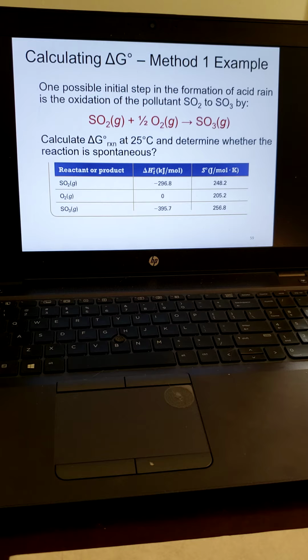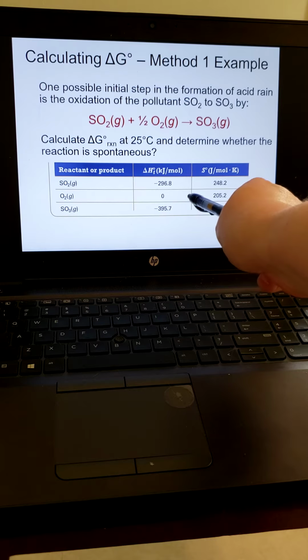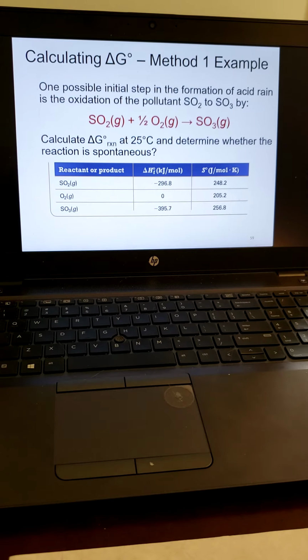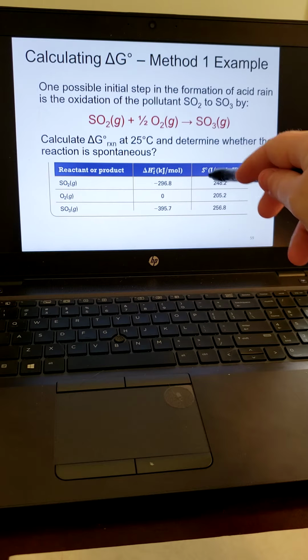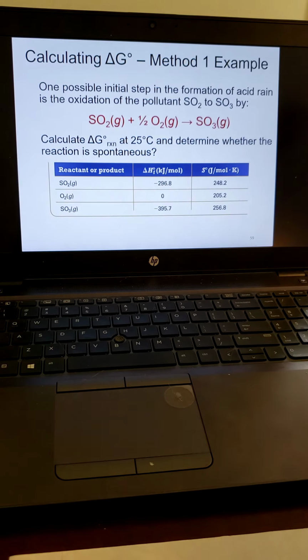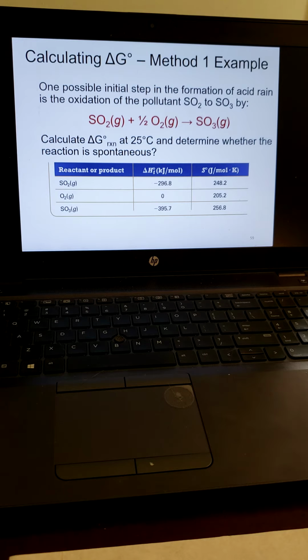Notice for oxygen, it has no heat of formation because you don't have to form it because it's a standard state, but it does still have an entropy. Why? Because we're not at 0 Kelvin. So it has to have an entropy. All right, so to do this one, we've got to figure out delta H reaction, then delta S reaction, then we can plug it in to delta G equals delta H minus T delta S.